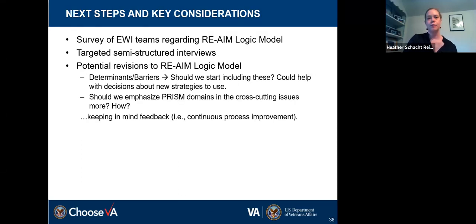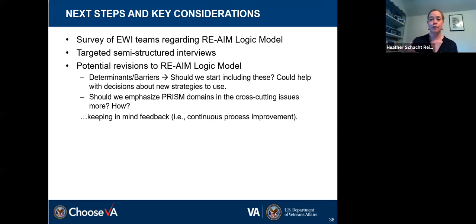Our next steps are we plan to survey the EWI teams regarding the REAIM logic model and get more systematic feedback from everyone. We hope to do some structured interviews based on that survey, but also from others that we've talked with. And then also potential revisions, that continuous process improvement. So should we include determinants and barriers in that logic model? Could we develop it in a way that helped them more strategically choose other implementation strategies that might be helpful for their EWI? That's a consideration that we're thinking about.